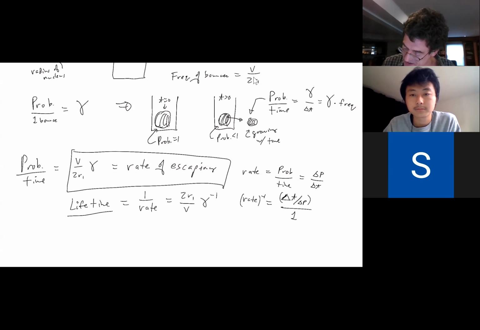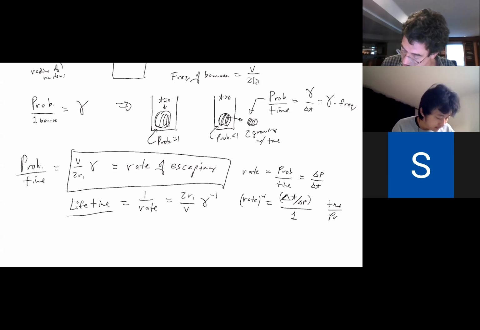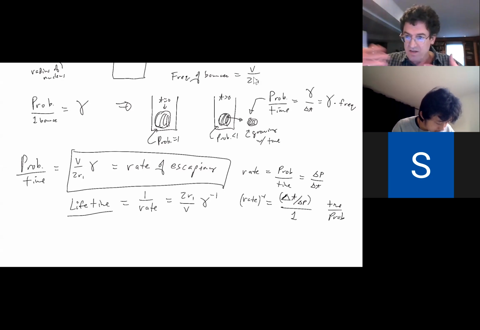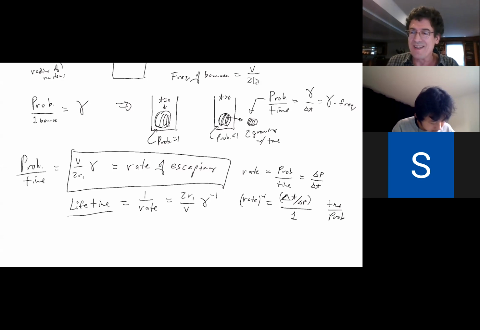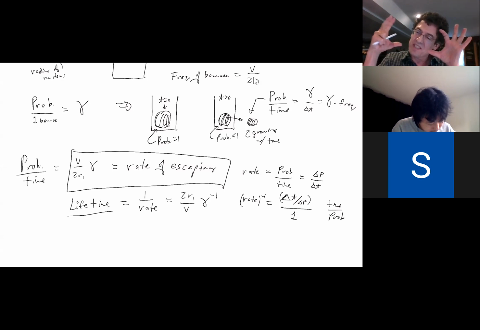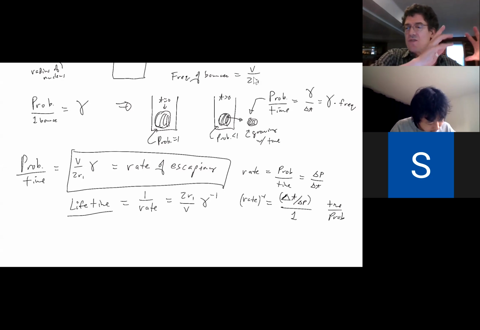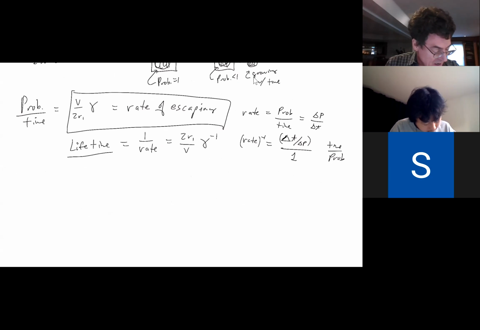Because it's like time over probability. But if I divide it correctly, then the denominator is 1. And so I can think of it like seconds per 1 probability. So it's basically the time it takes for all the probability to leave. And that's a lifetime. So that's a way of thinking about it.